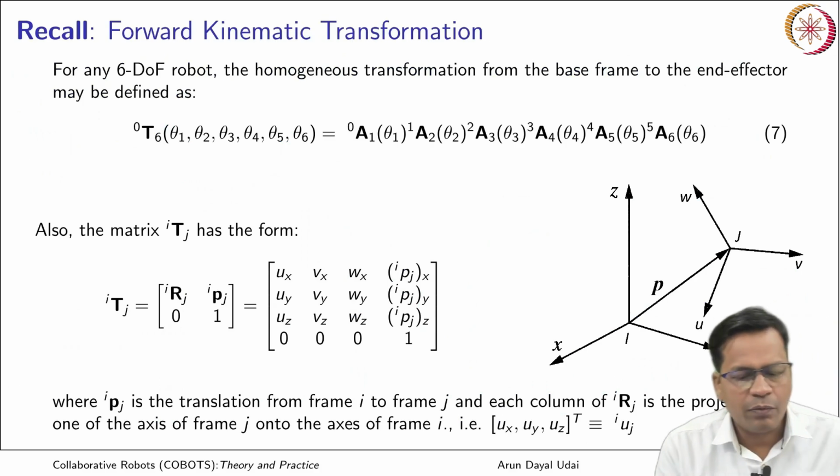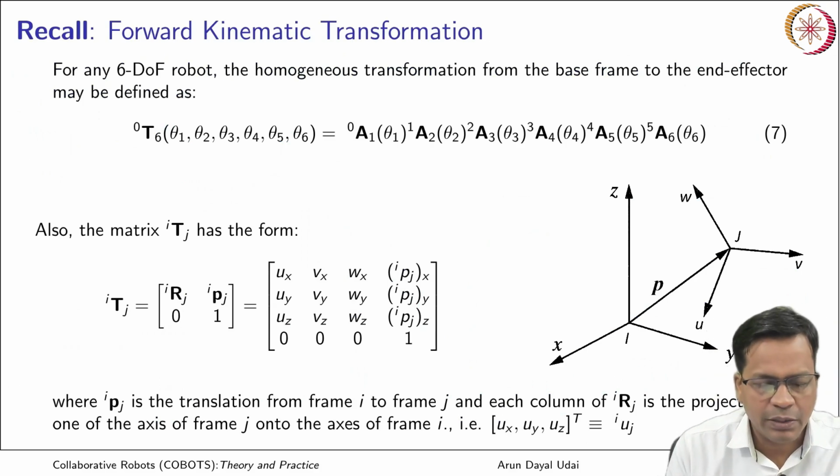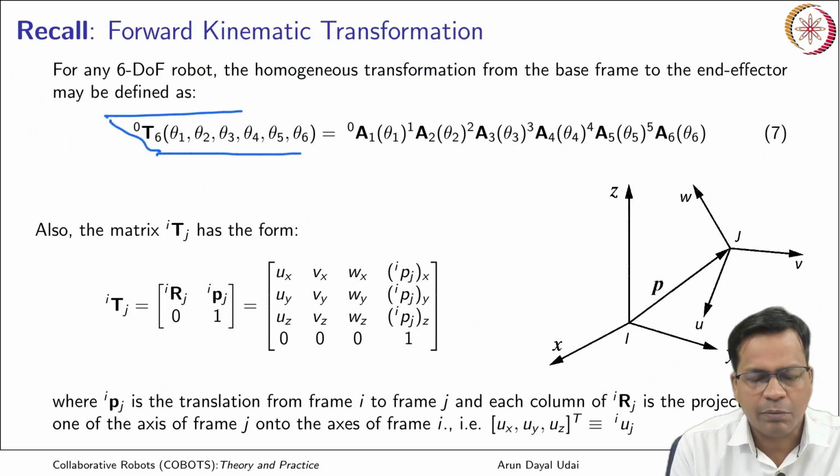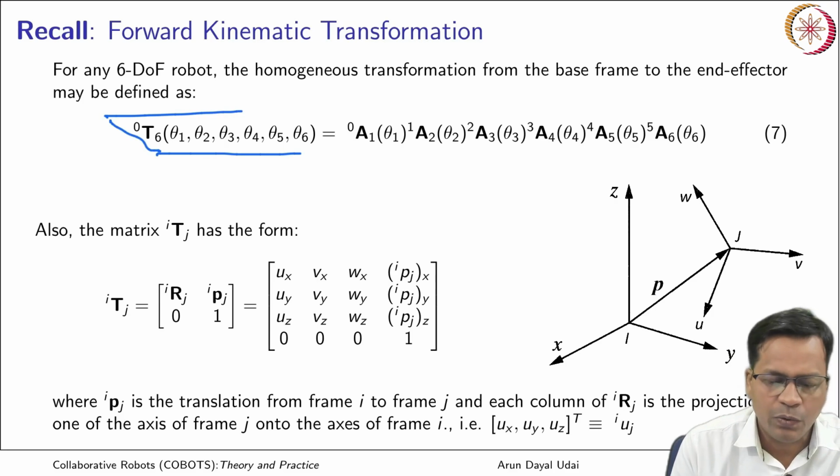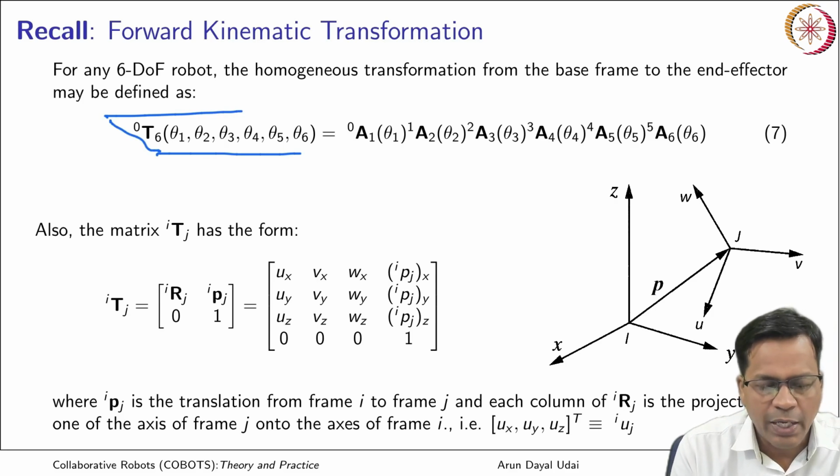So let us recall the forward kinematic transformation. That is quite simple, you remember. So T0 to 6 is the end effector configuration matrix with respect to the frame 0. Okay, that is given as a function containing multiple parameters: theta 1, theta 2, theta 3, theta 4, theta 5 and theta 6. These are all joint variables.